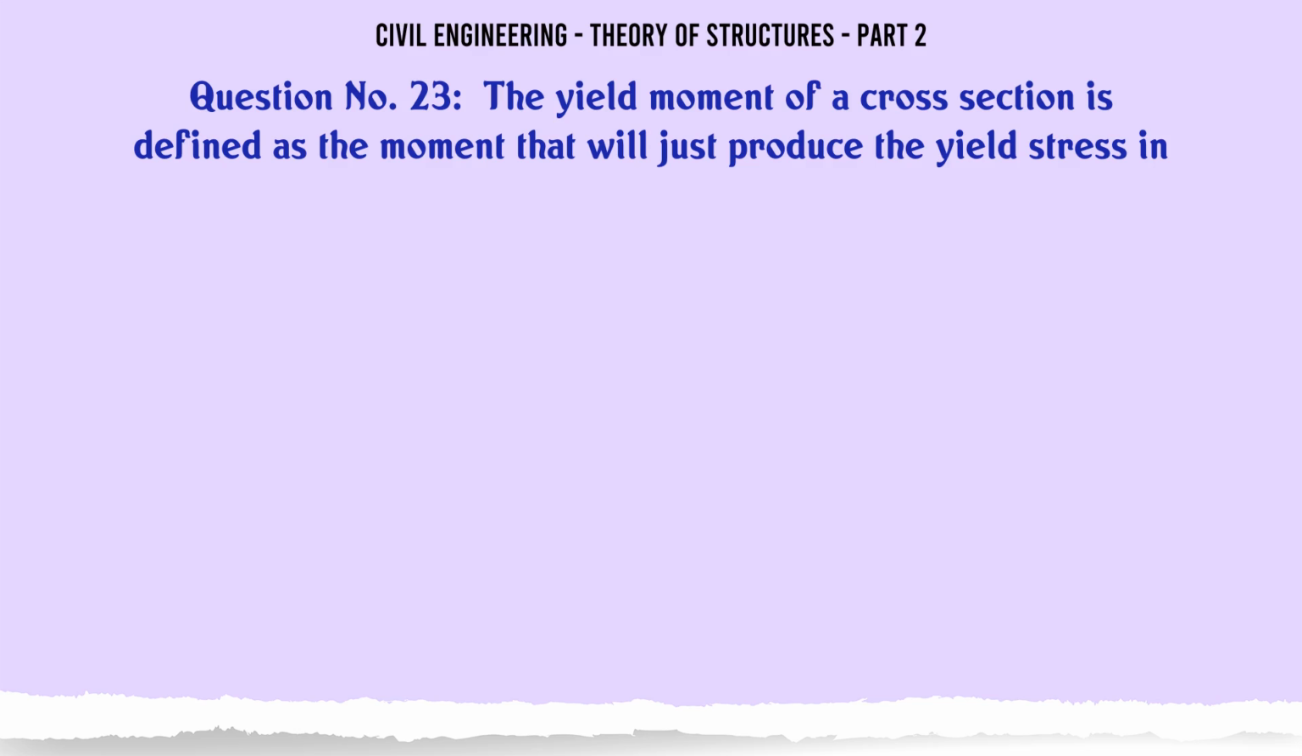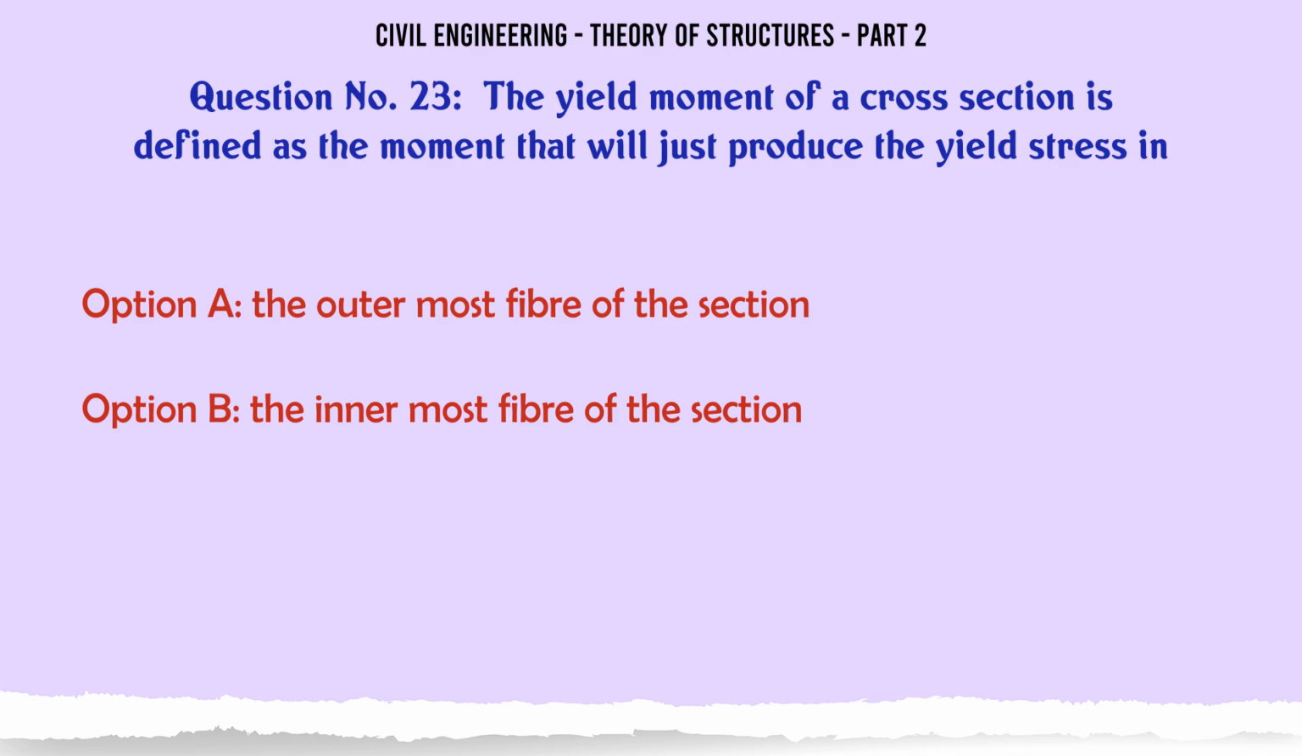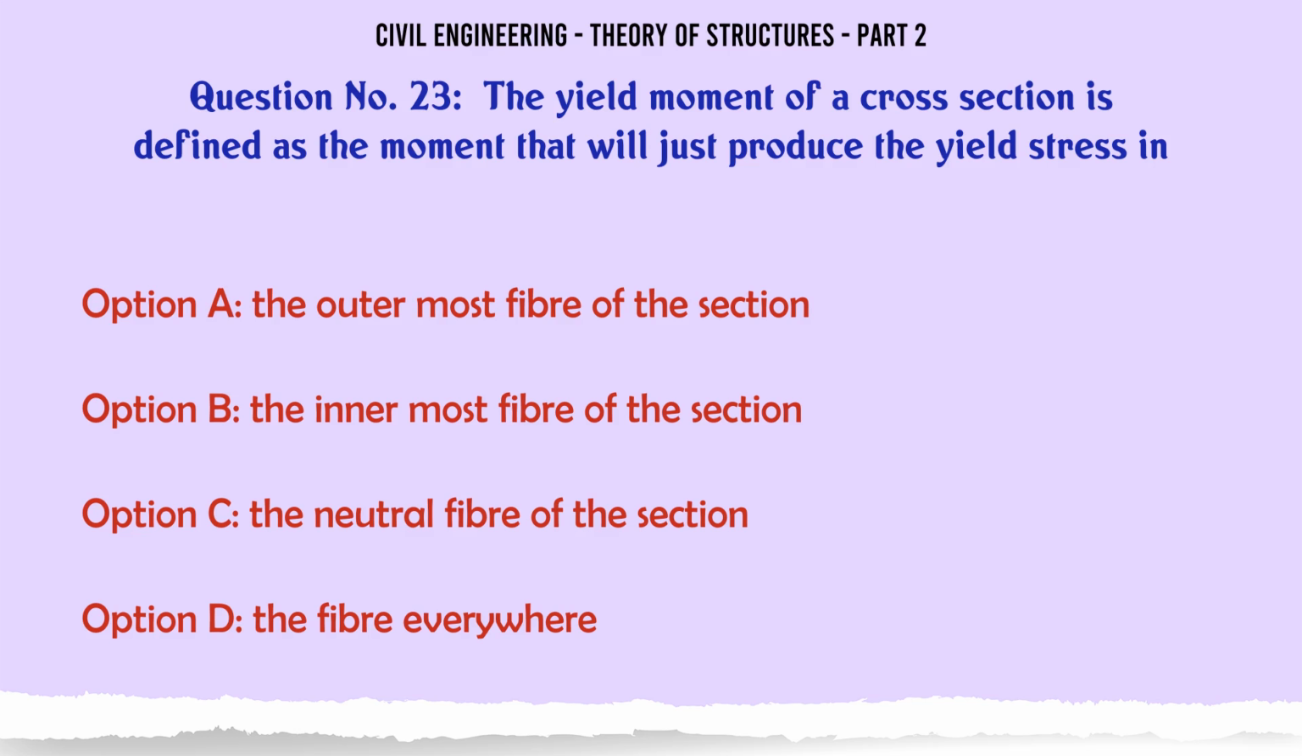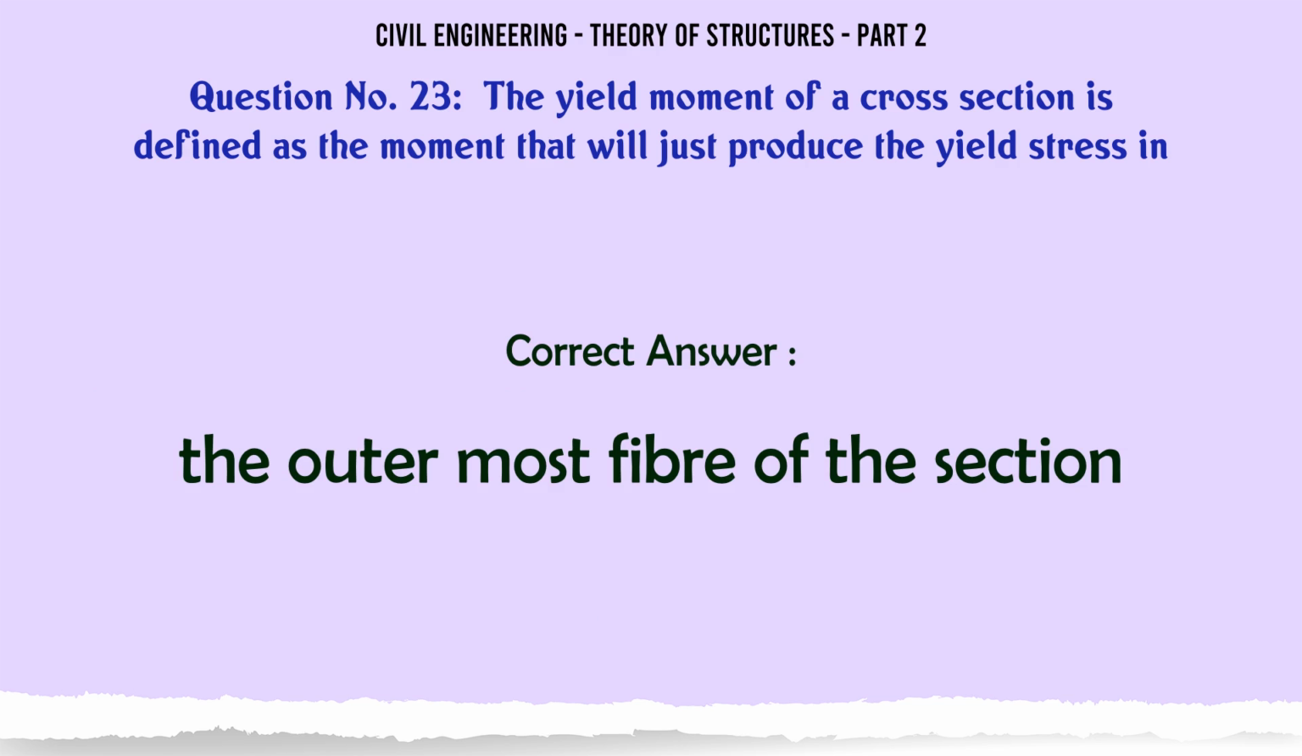The yield moment of a cross-section is defined as the moment that will just produce the yield stress in A, the outermost fiber of the section, B, the innermost fiber of the section, C, the neutral fiber of the section, D, the fiber everywhere. The correct answer is the outermost fiber of the section.